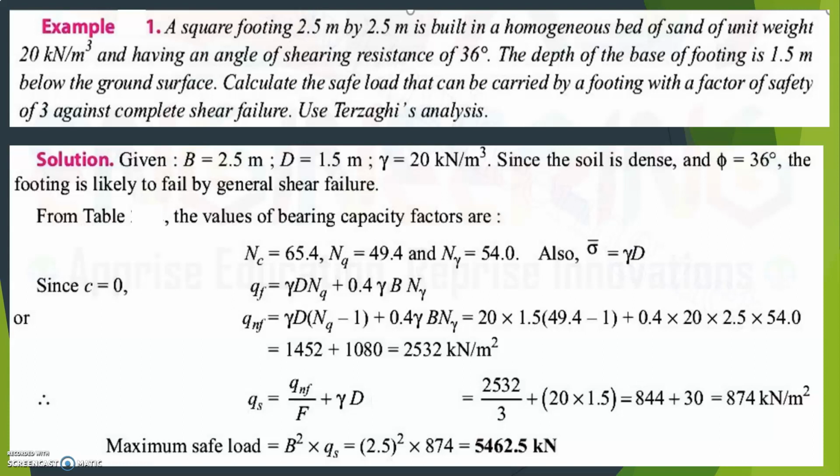So the difference is that in general shear failure, you can take directly the values of NC, NQ and N gamma. But in the case of local shear failure, you have to take NC dash, NQ dash and N gamma dash values. And one more thing, in the case of local shear failure, you have to consider C dash equal to 2/3 of C. Local shear failure, you have to consider C dash and phi dash.